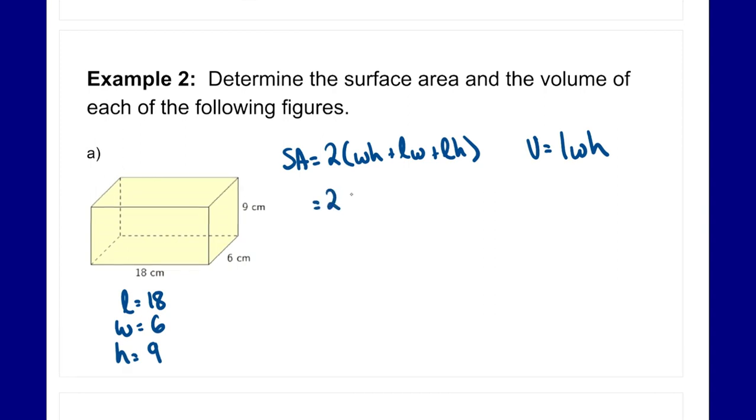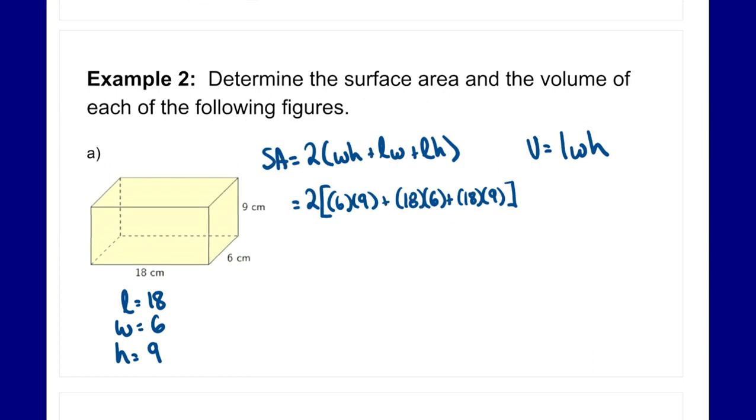So we're going to plug those values in. Width is 6. So 6, I'm going to use square brackets here because I'm going to have a bunch of brackets on the inside. We're going to have 6 times height, which is 9, plus 18 times 6 plus 18 times 9, and close that square bracket. Let me just move this over.